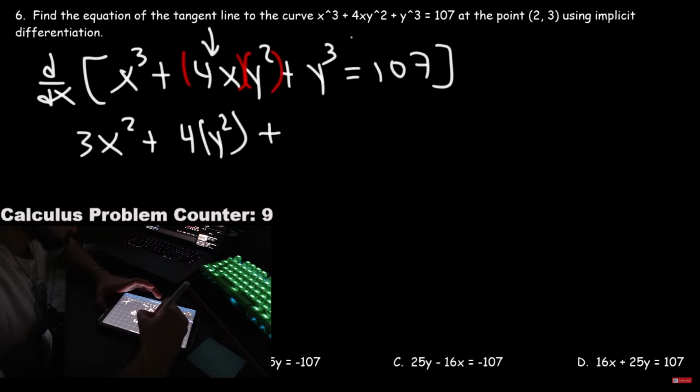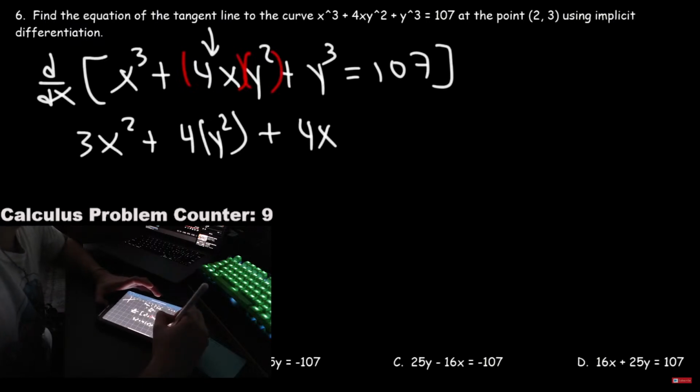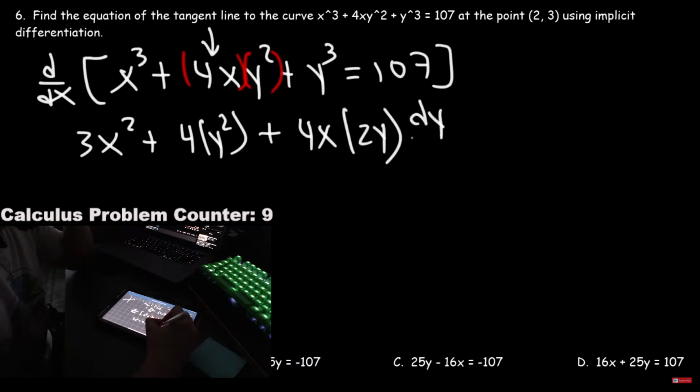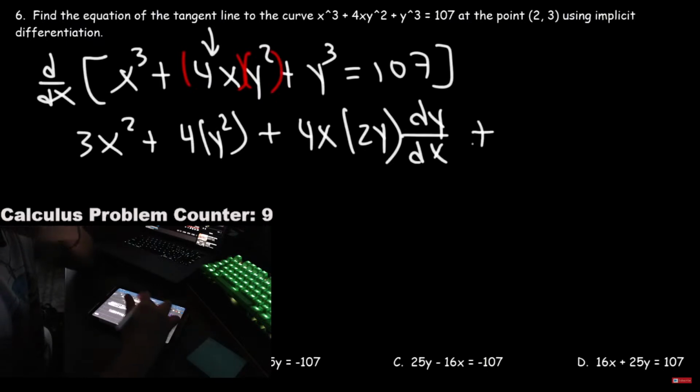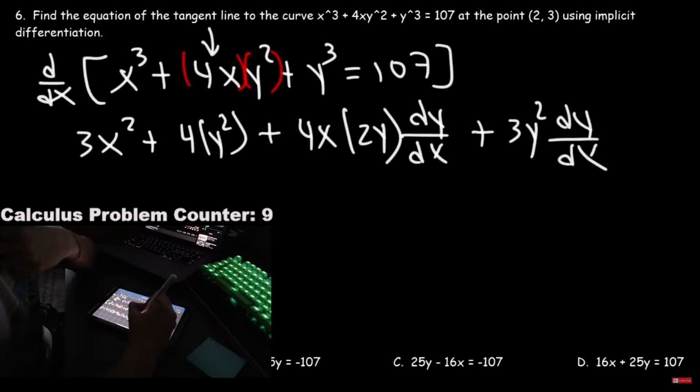And then plus. Now, we're going to leave the first part alone and then differentiate the second part. The derivative of y squared with respect to x is 2y. Be careful with this, it's 2y times dy dx. So remember, when dealing with implicit differentiation, every time you differentiate a y variable with respect to x, you need to add dy dx to it. The derivative of y cubed is 3y squared times dy dx. And the derivative of a constant, 107, is 0.